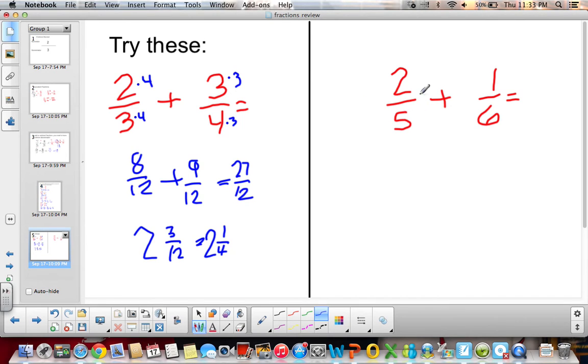Okay, looking at 2/5 plus 1/6, I see that 5 and 6 both go into 30, so I'm going to multiply both sides by the opposite. So this side we're going to multiply by 6 because 5 times 6 equals 30. Here we're going to multiply by 5 because 6 times 5 is 30.